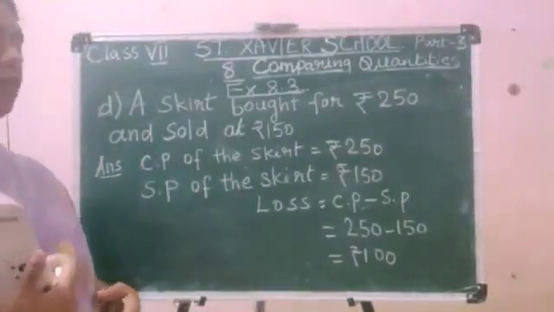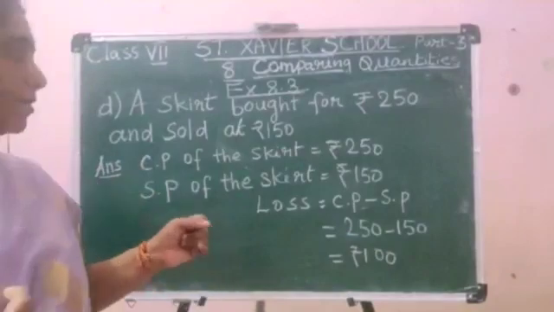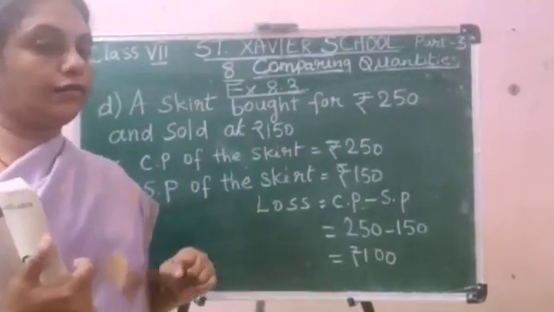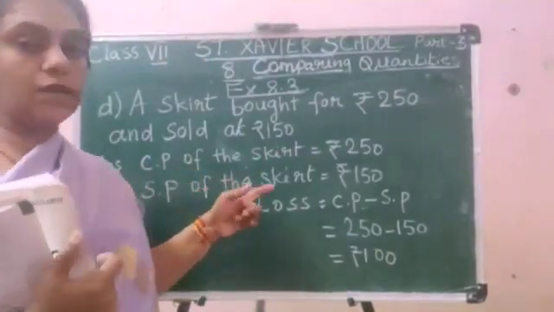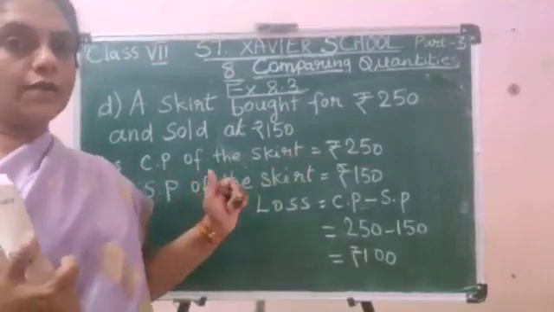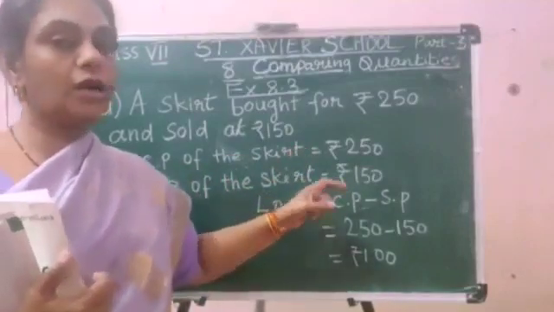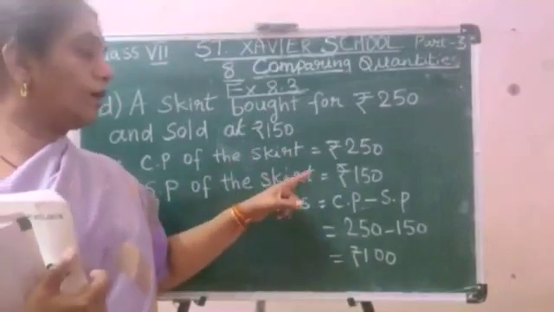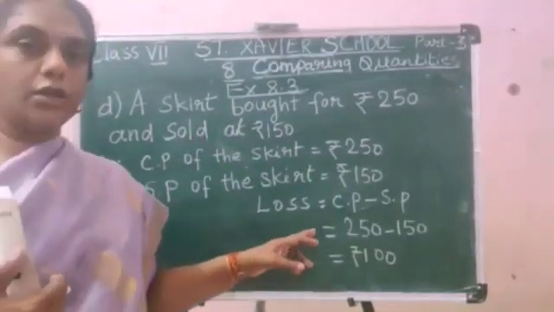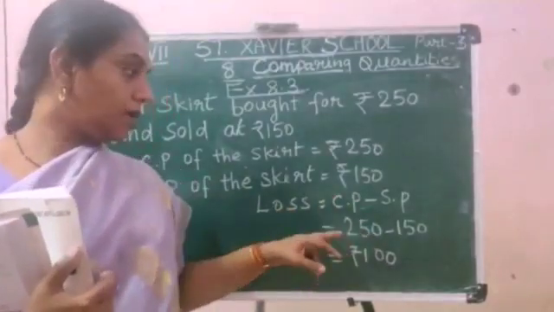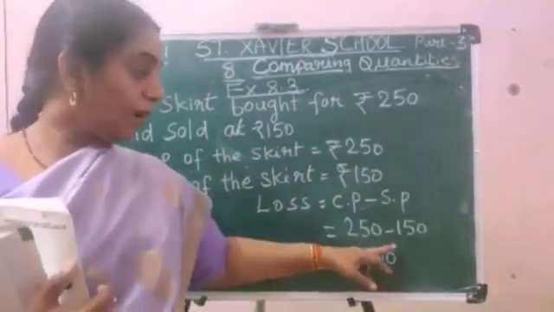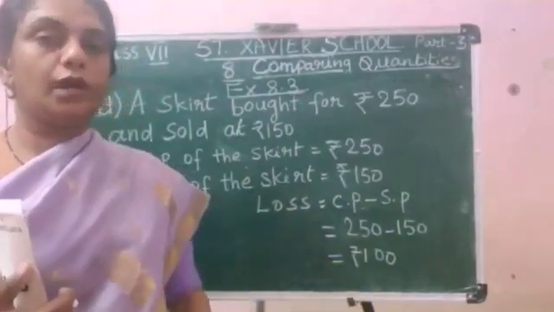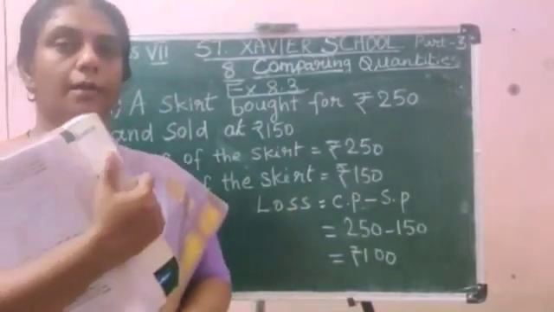A skirt bought for rupees 250 and sold at rupees 150. So now the cost price of the skirt is rupees 250 and the selling price of the skirt is rupees 150. Here loss will come because the cost price is more than the selling price. Therefore loss equals cost price minus selling price. Cost price is 250 minus 150. Now we get the loss of rupees 100.